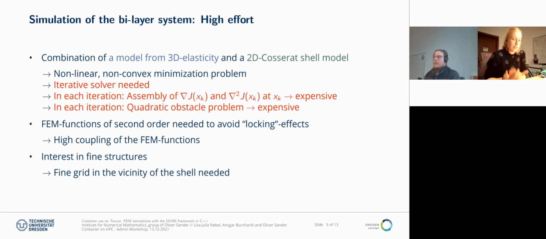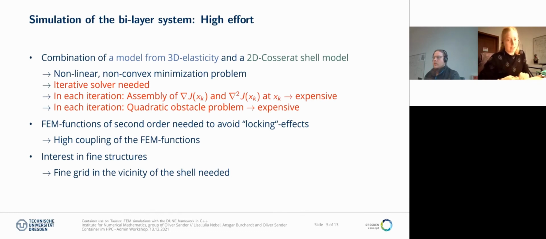We have to do the quadratic approximation. So we have to calculate the first and the second derivative of the function at the current iterate. So we have to assemble the values in the matrix vector system that we achieve afterwards. And we have to do that for every iteration again, freshly, because we always update the current iterate, so these values change. That is quite expensive. And also, in each iteration, we obtain a quadratic obstacle problem, which is also hard to solve.